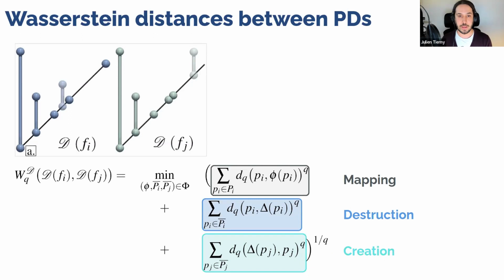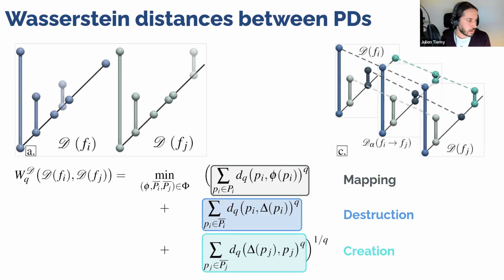All right. So the above figure here illustrates a partial assignment for this example. You have the mapping phi here between some features in di and dj, and here you have some features which are destroyed, and here are some features which are created.